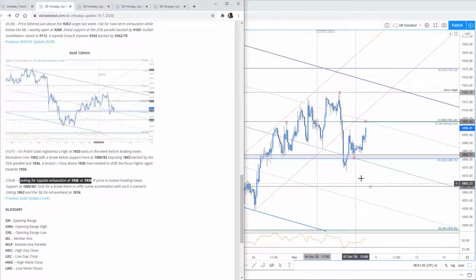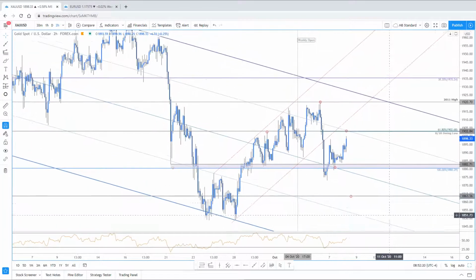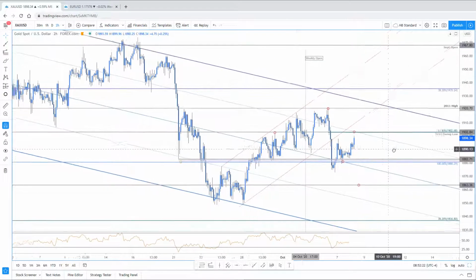Focus on initial resistance is an exact 61.8 of the weekly range. It's the exact 820 swing low, okay? It's 1902, converges on the downslope. Looking for a reaction there today. Bearish invalidation is 1920. You look for an exhaustion high in this zone for a break and a probe lower, is my humble opinion on this.